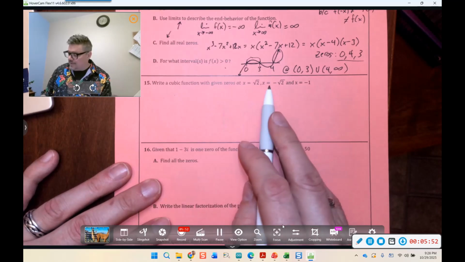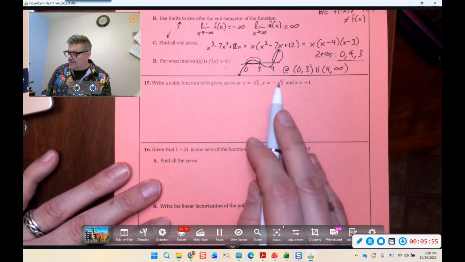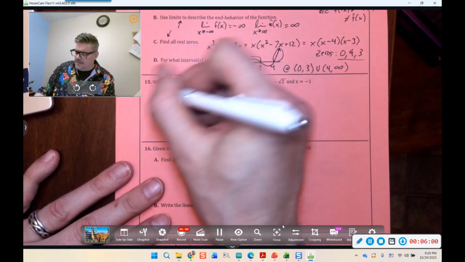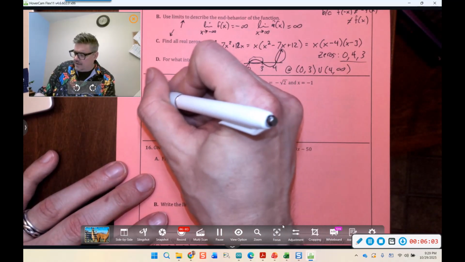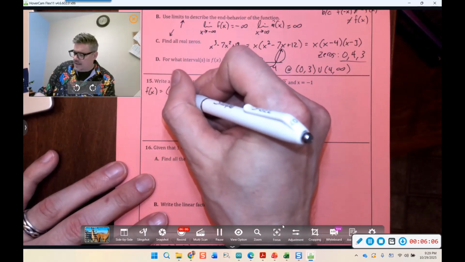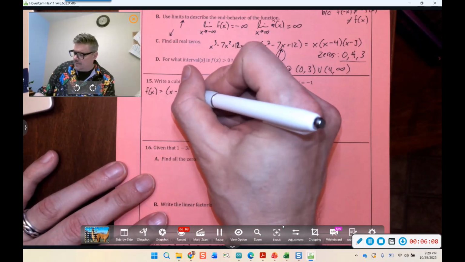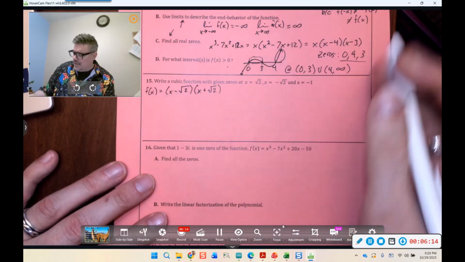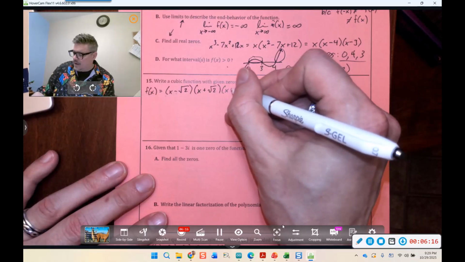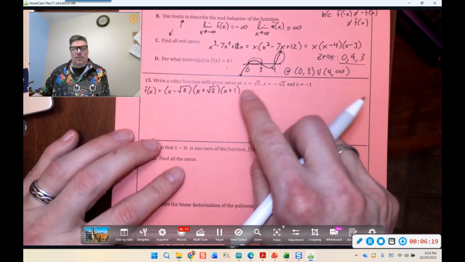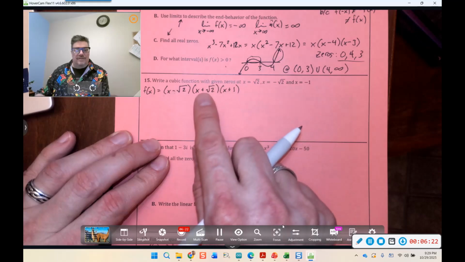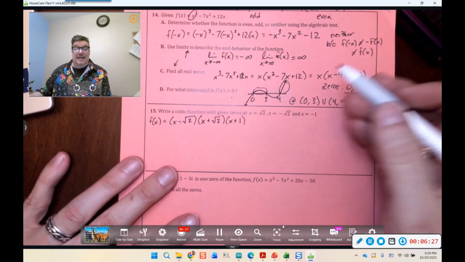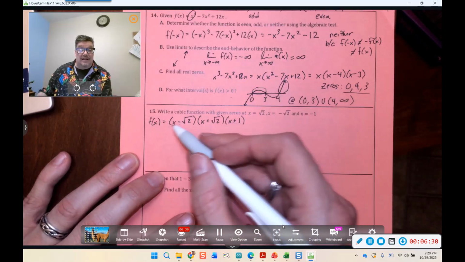Alright, now we're going to write a cubic function with these zeros. Now it looks like they did give us the pair here, and oh, they give us all 3 zeros. That's great. Okay, so this means that our function here that we'll just call f of x is going to be x minus radical 2, x plus radical 2, and then x plus 1. Now we just took what we already know to be zeros, and then we're going to go to the factored form. Here we went from factored form to the zeros, so now we're just going backwards. That's exactly what this is going to be.